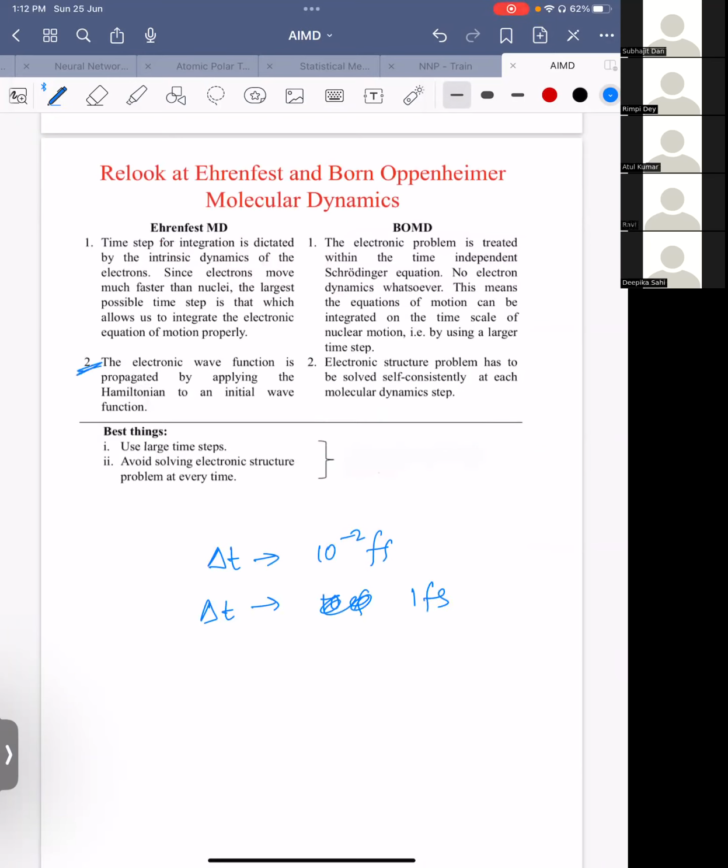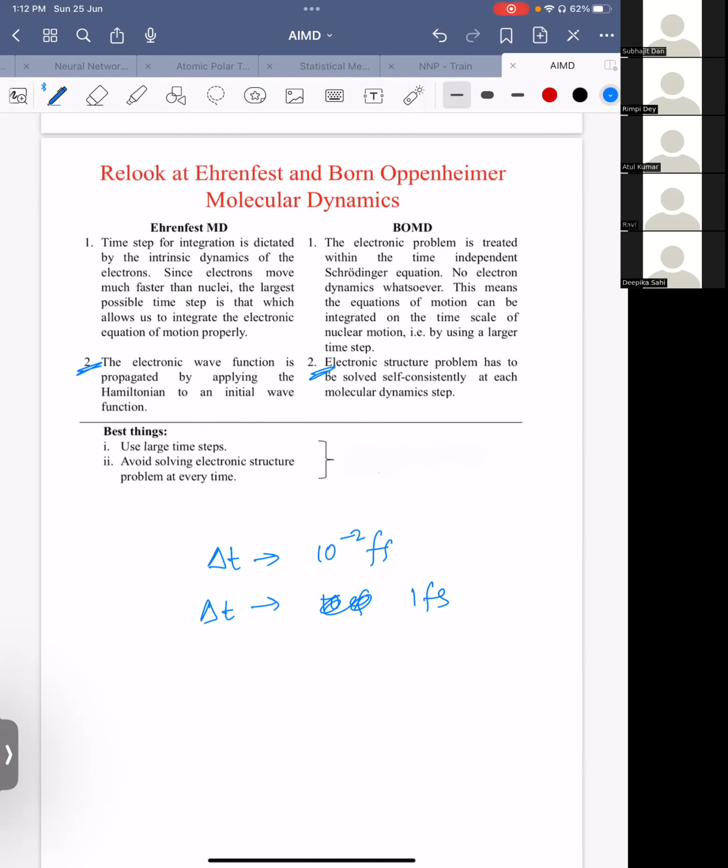Again, we have to minimize the electronic wave function only initially, and then we will propagate our wave function. But in this case, we have to minimize our wave function at each time step. So we have to do this time-independent Schrodinger equation calculation at each time step. So these two methods have some limitations and some advantages.